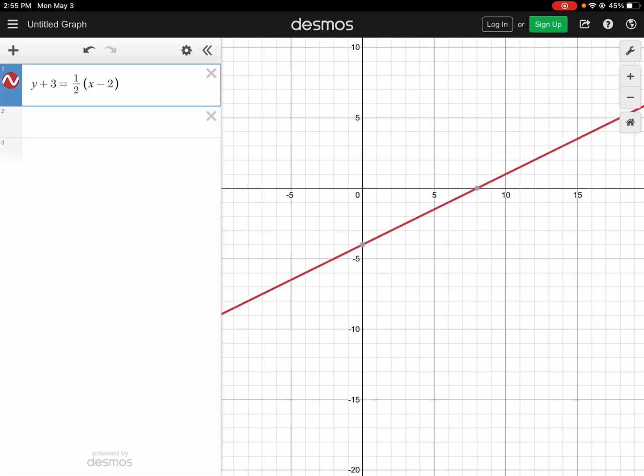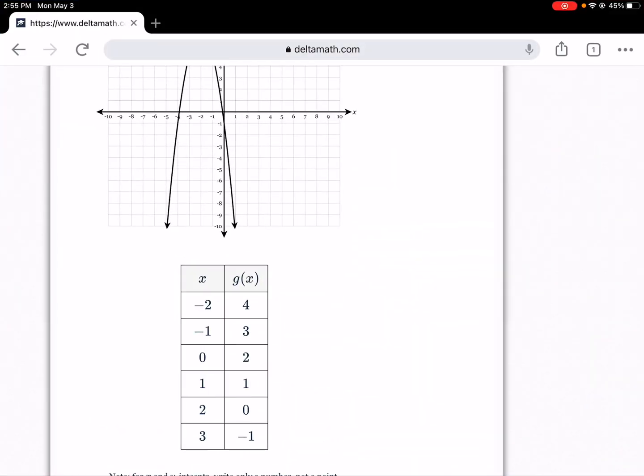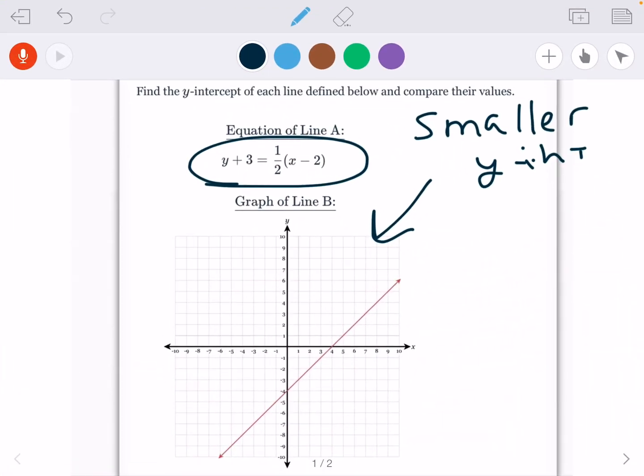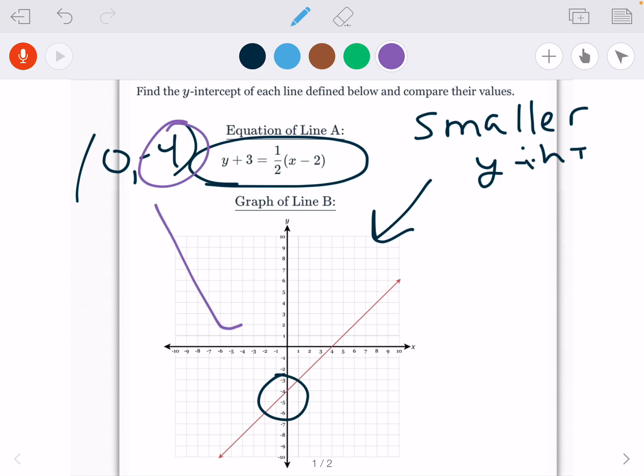So I'm looking for the y-intercept, and on Desmos I just click there and it gives me my y-intercept of (0, -4). So I'm going to compare that with this. This y-intercept is (0, -4), sorry. (0, -4). This is -4. So these two, the y values are -4. So your answer would be that they are the same.